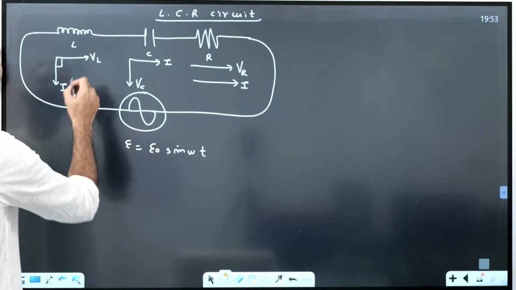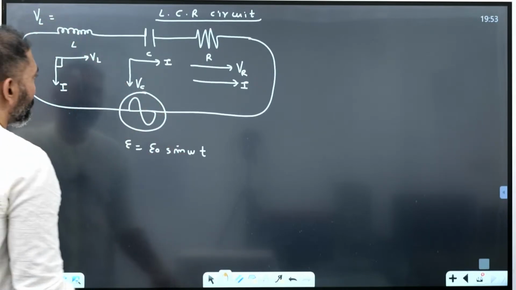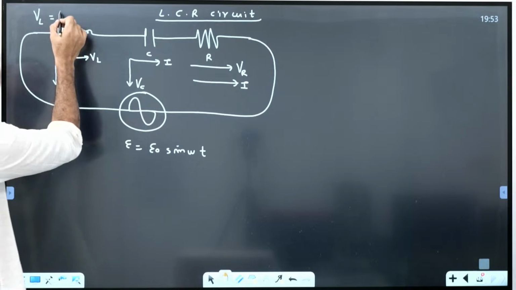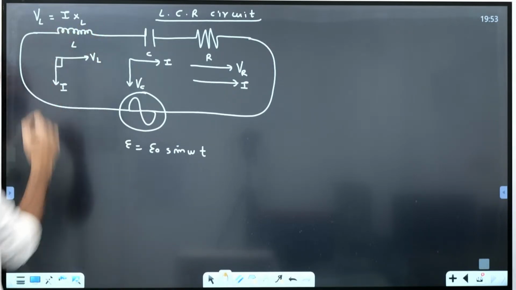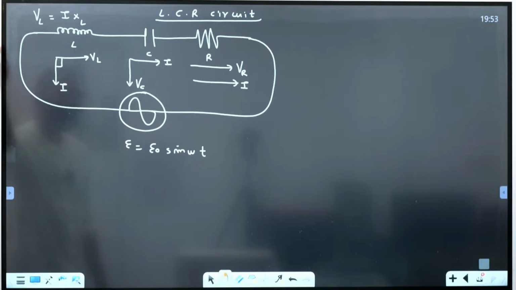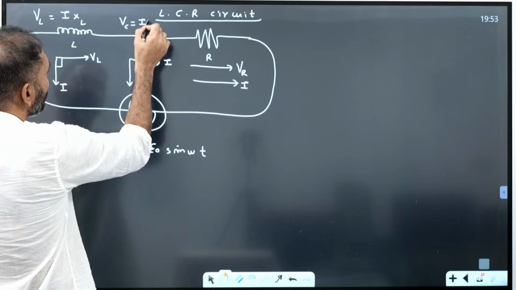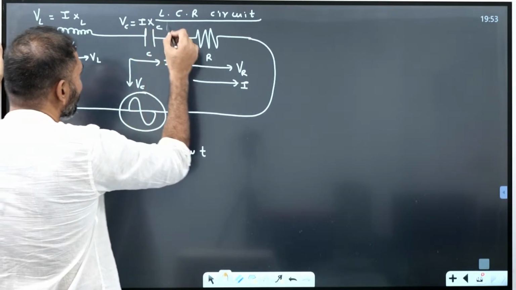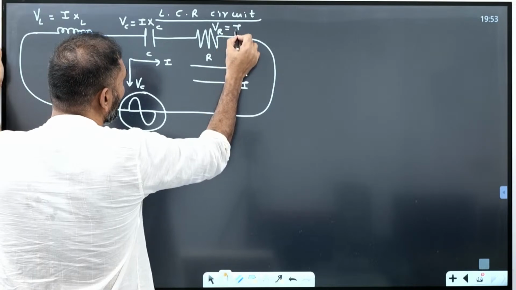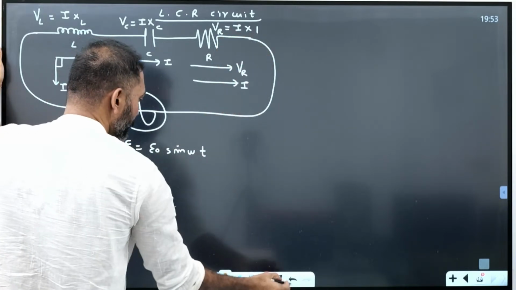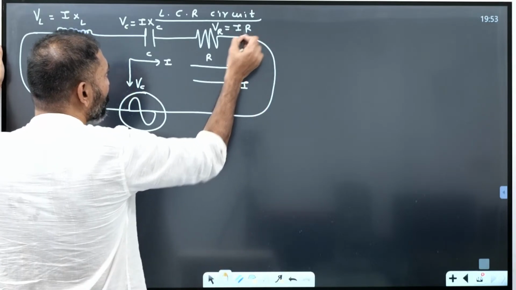Now, what is voltage across inductor? Voltage means current into resistance. And we know that the resistance offered by the inductor is the inductive reactance XL. What is the voltage across capacitor? Current into resistance offered by the capacitor, which is capacitive reactance. What is voltage across resistor? Current into resistance. Any doubt in the figure?